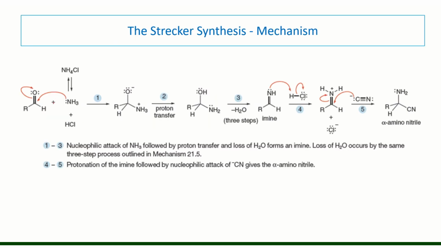The mechanism looks like this. So you can see the ammonium forms the imine, which then gets activated and then of course gets attacked by the cyanide. Herein, once you get the amino nitrile, then you can hydrolyze to give you your amino acid.